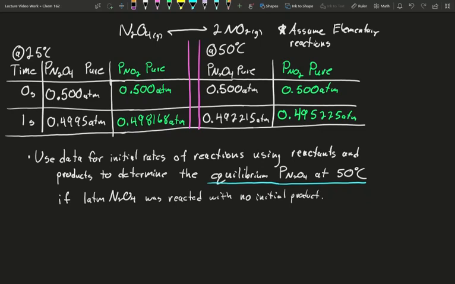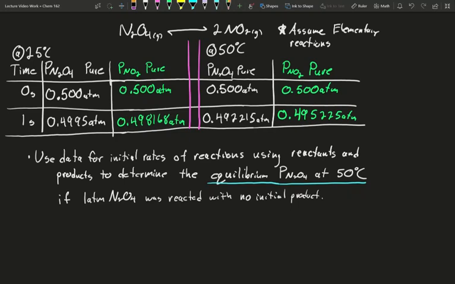For this first video, we're going to use this data for initial rates, and we're going to find what the equilibrium partial pressure of N2O4 is going to be at 50 Celsius. Nothing in the data given to us is in any way related to equilibrium initially, but we know we want to use this data to solve the equilibrium pressure of the N2O4 at 50 degrees Celsius if we started with 1 atmosphere of starting material and no products. So we're going to put 1 atmosphere of N2O4 in. We're going to let it go to equilibrium. How much N2O4 is left?